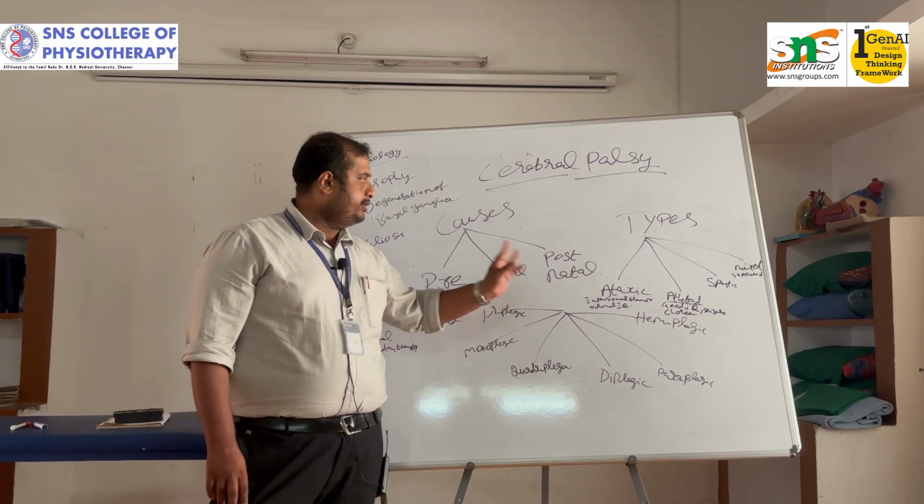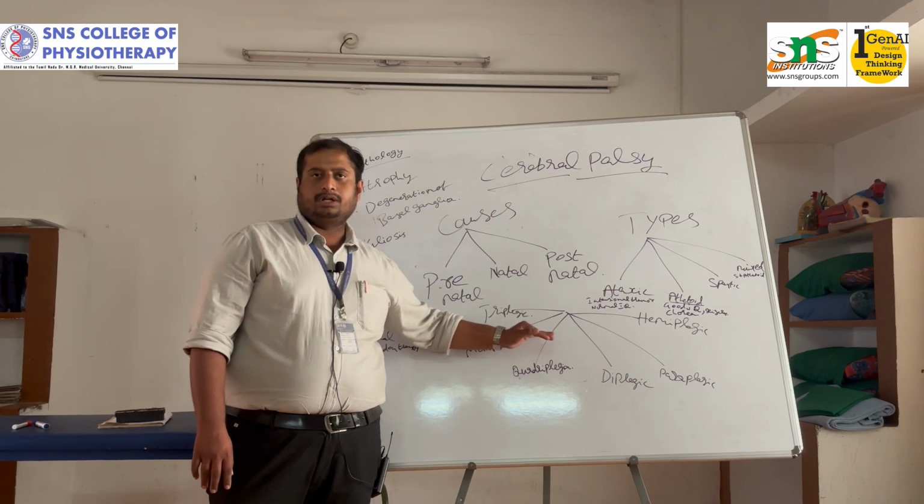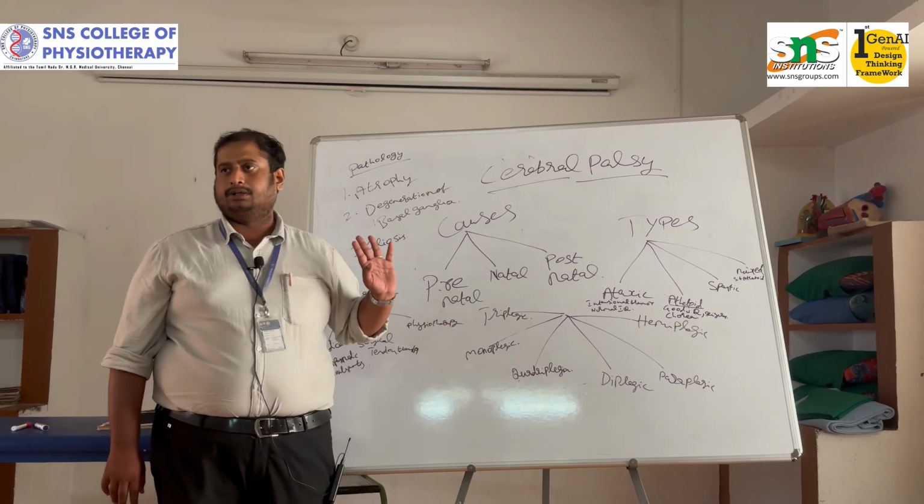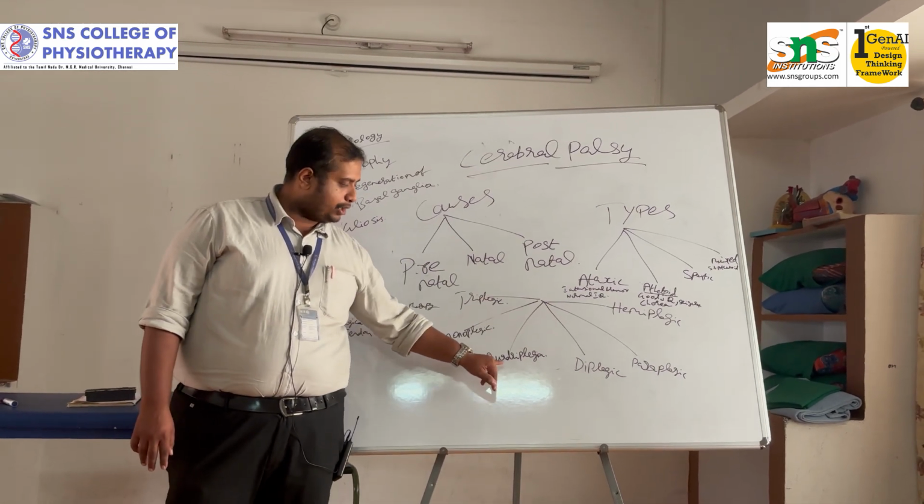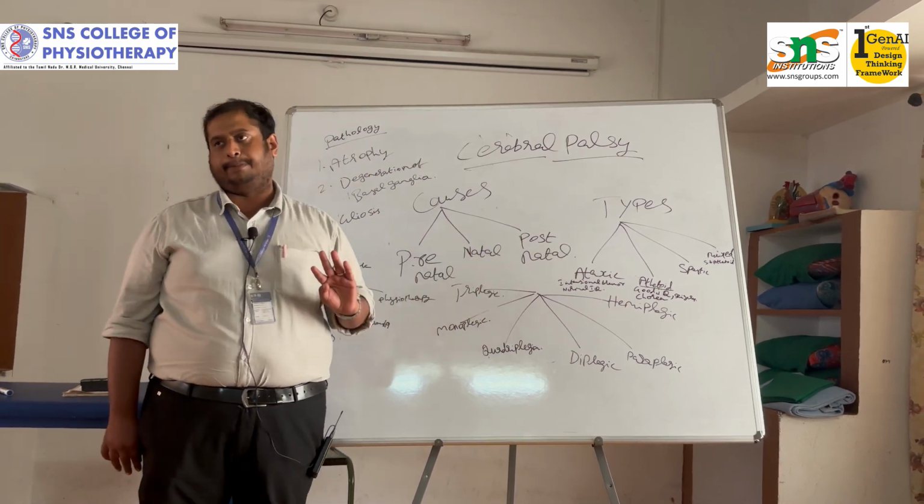Then we go for another type of the types. It is divided by which part is affected. So basically you will say the child has quadriplegic spastic CP or spastic quadriplegic CP.